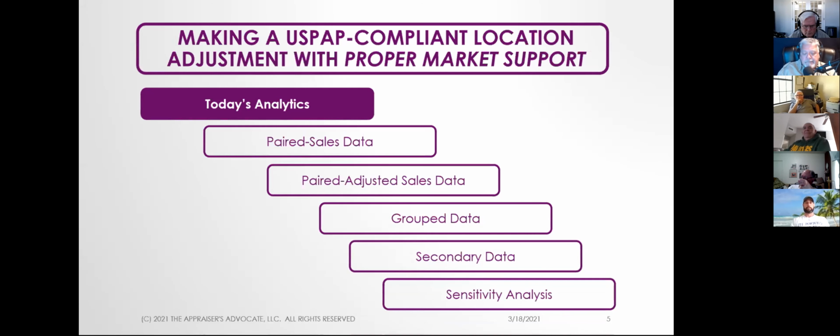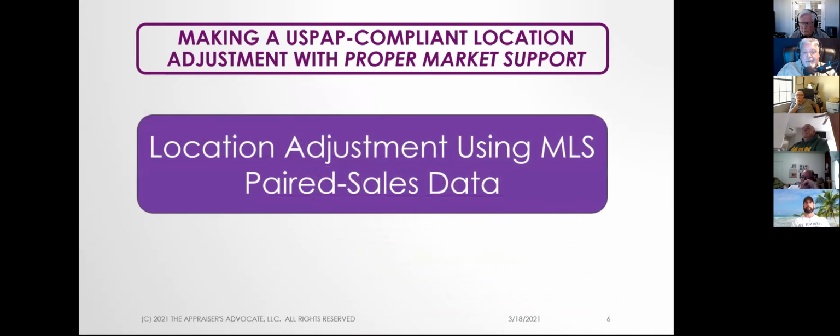Now, we want to make clear with sensitivity analysis, everybody has to understand this. That might be an adjustment procedure of last resort, frankly. And what it means is, much like paired sales data, when you're dealing with sensitivity analysis, you have to understand that it isolates only one difference. It cannot isolate two or more differences. And you'll see that when we get to that point in the presentation.